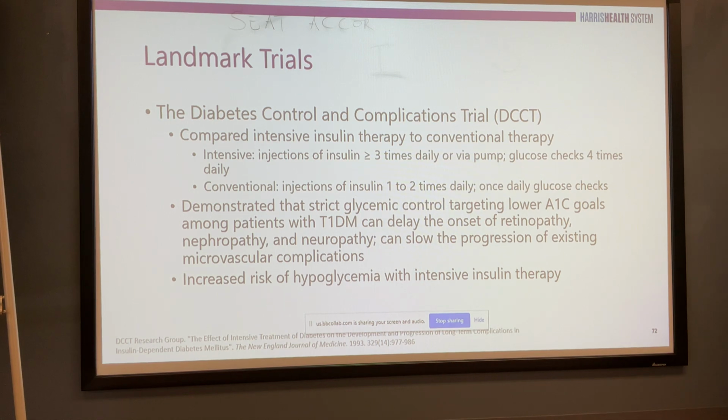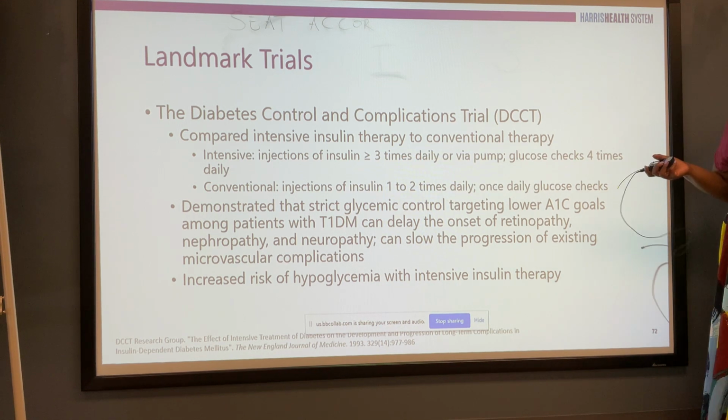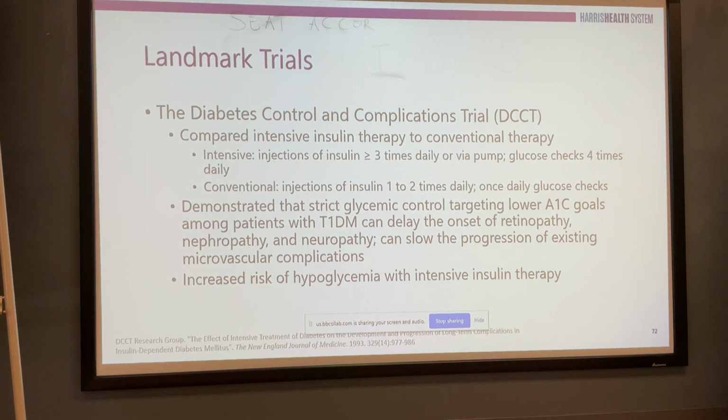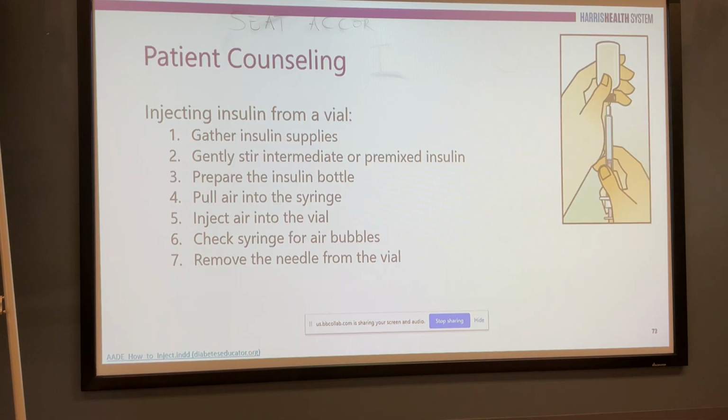Alright, so, landmark trials, we'll do this one quickly. So we have the Diabetes Control and Complications Trial. In this trial, they put patients on insulin and realized that if they inject more and we intensify insulin therapy, their outcomes are better. Their A1Cs look better. They're less likely to have complications. So that's why the guidelines recommend starting some patients on a basal insulin and adding mealtime insulin as necessary to help get them to goal, especially when managing type 1 diabetes.